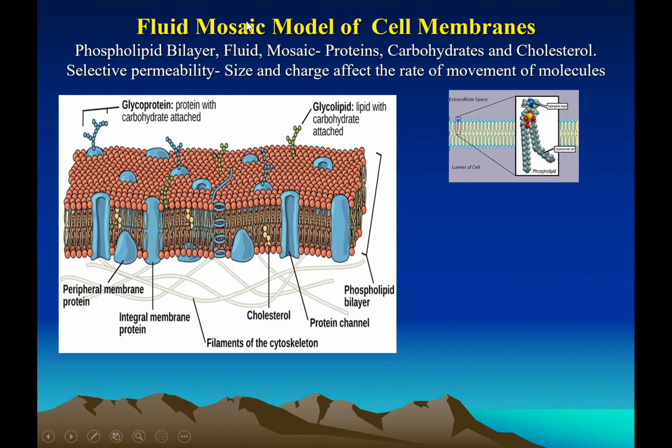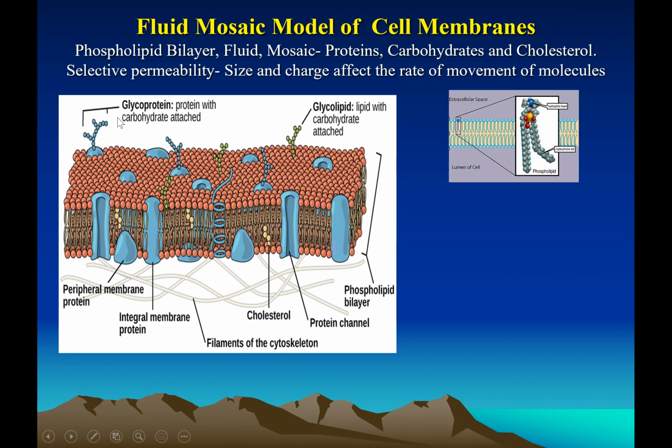And then it's called mosaic because there are all these molecules of proteins and cholesterol and lipids that are attached to it. See, some proteins are going right through, so it's called an integral protein. Some proteins are attached to the surface. They are called peripheral proteins. And you can see some cholesterol molecules, very important for the fluidity of the membrane and to maintain the integrity of the membrane in high temperatures and cold temperatures.